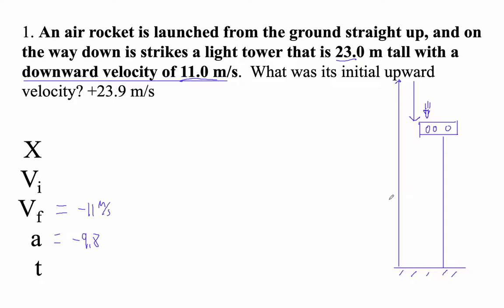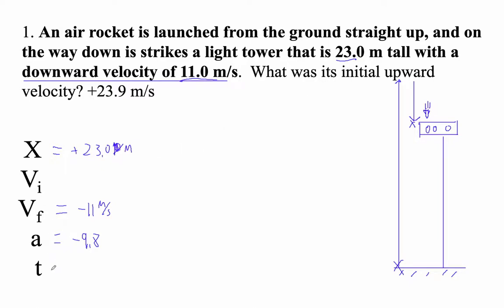And then our displacement here, the net change in position, remember that's what this means. So it's weird. The distance is more, but the net change in position is 23 meters. Right? It ends up being 23 meters higher than it was. Meters, just meters. Not meters per second. All right, so what was its initial upward velocity?